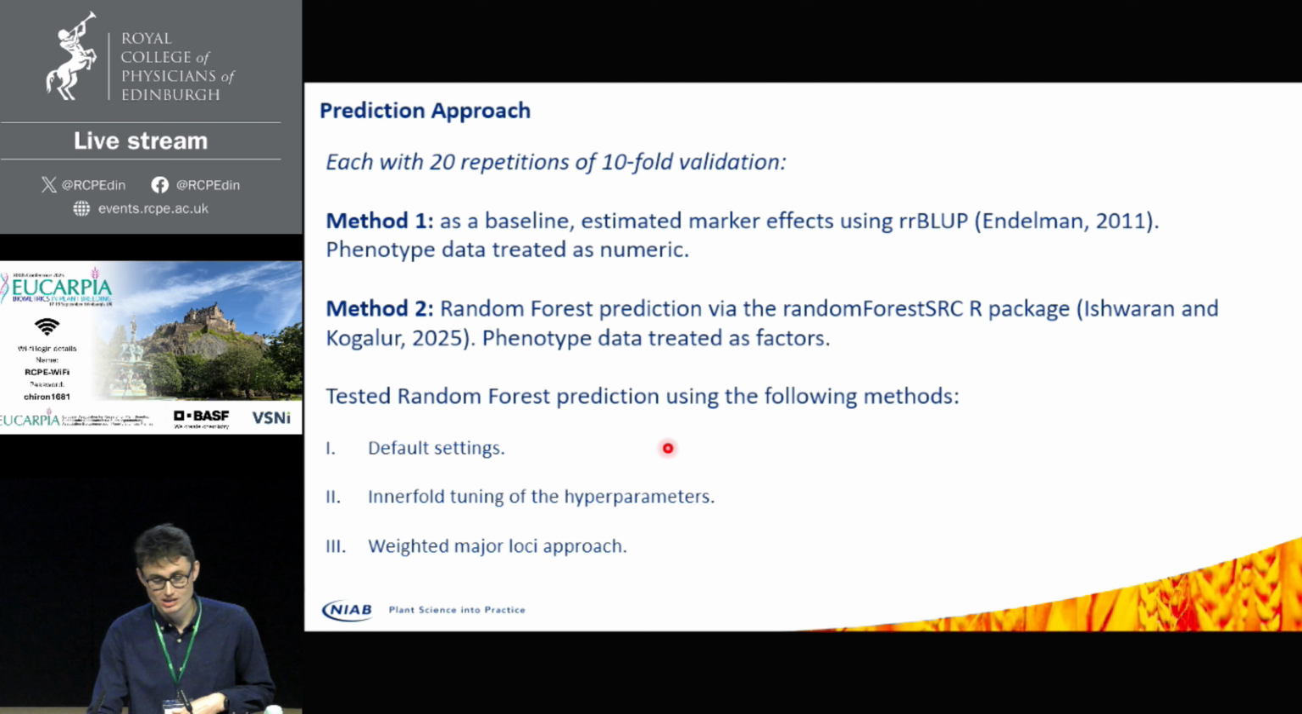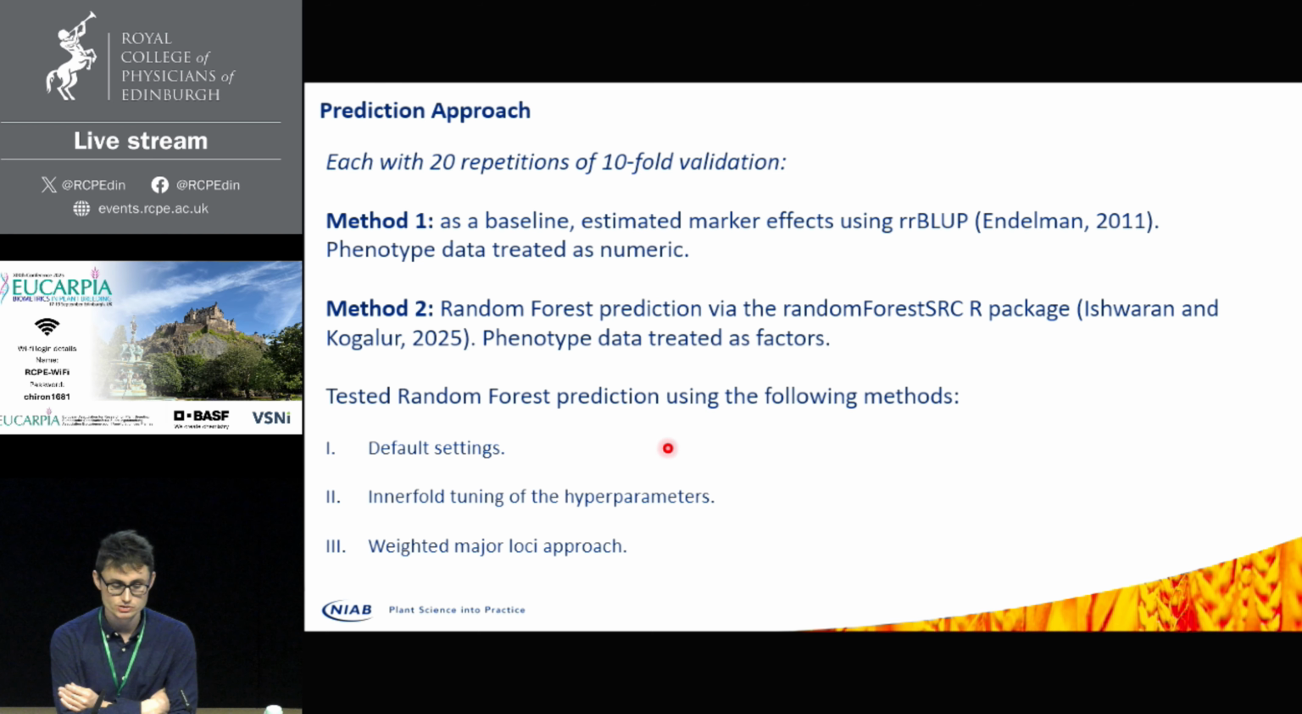So the prediction approach, each with 20 repetitions of tenfold validation. In the first approach, we use this as a baseline comparison, treating the data as numeric. We estimated marker effects using RR-BLUP, and then in the random forest classification-based approach, we use randomForestSRC, the R package, and treated the phenotype data as factors. We tested a couple of flavors of random forest, one with just the default settings of the algorithm, another with some inner-fold tuning of hyperparameters, and then more of a weighted major loci approach.